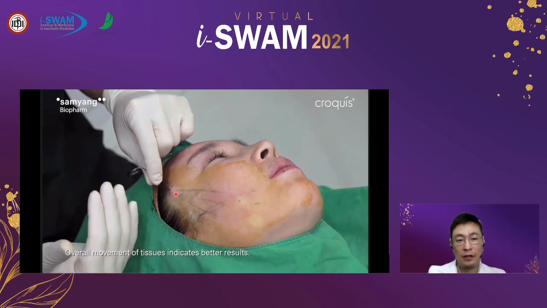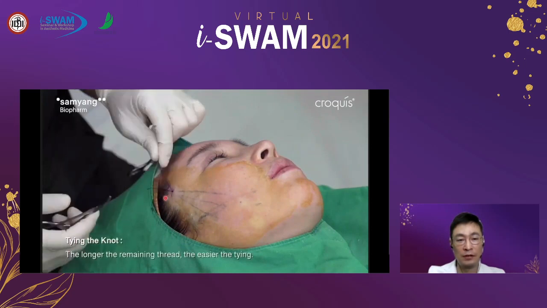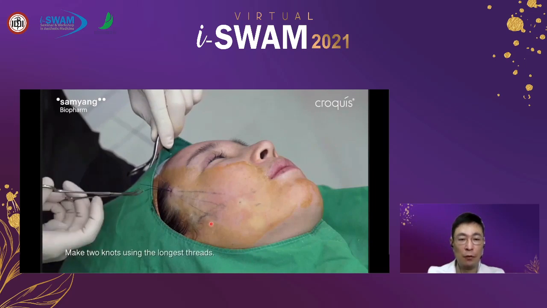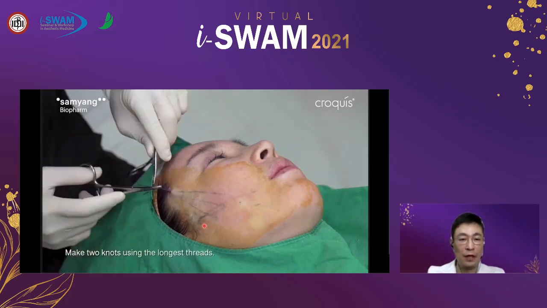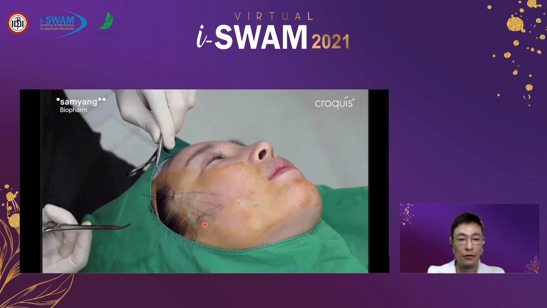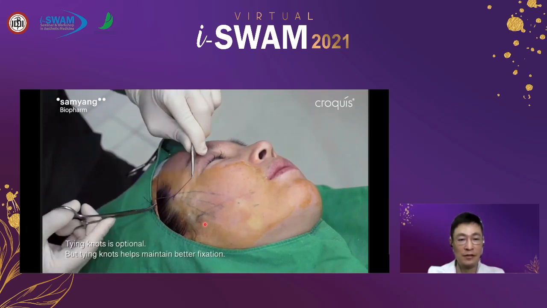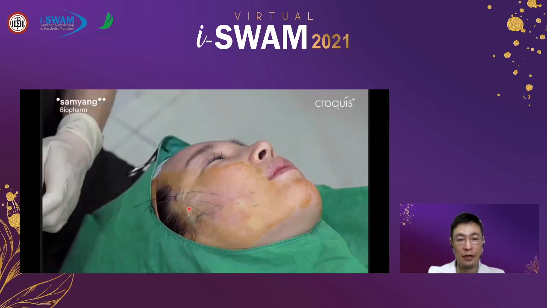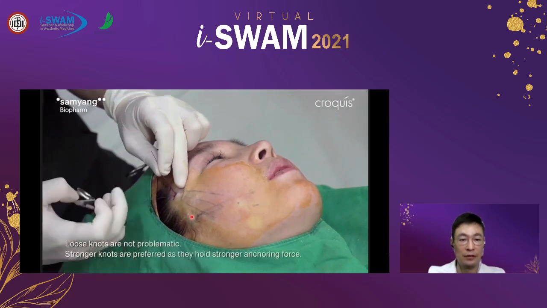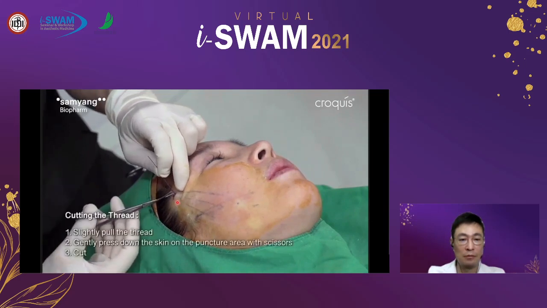Once you put in all the threads, if you lift the thread, you will see the skin lifted very uniformly. And I'm tying two knots. You should tie very tightly, because if the knots are released later, the patients can touch the end of the thread at the entry point. And cut the remaining threads as close to the skin as possible.